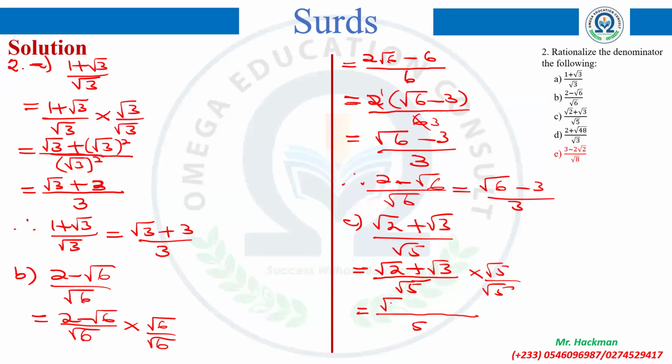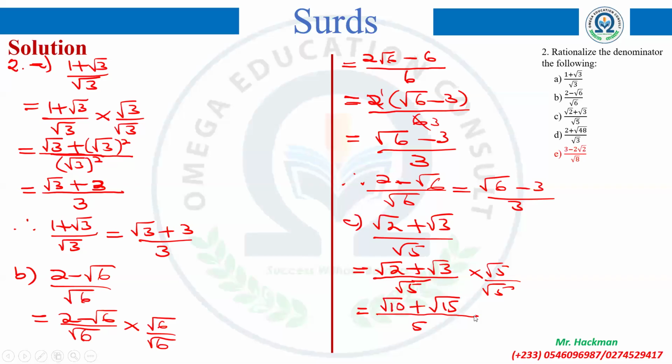So that will give me root of 10. Then plus root of 3 times root of 5, and that will give you root of 15. So you can see that it's so easy. At this point, there is nothing to factor out and reduce. So you conclude with it. Therefore, this is equal to this.